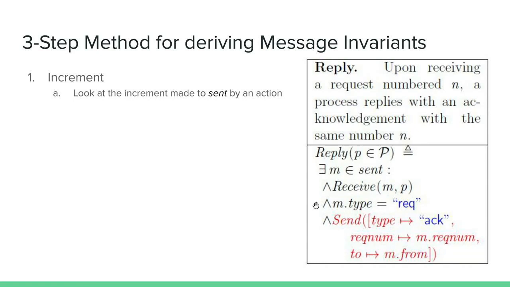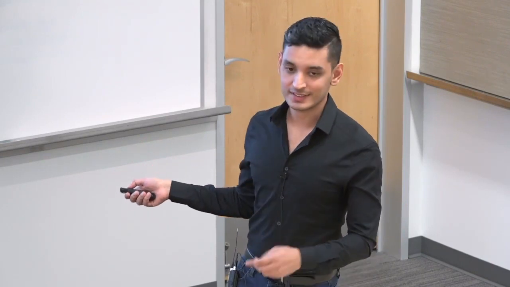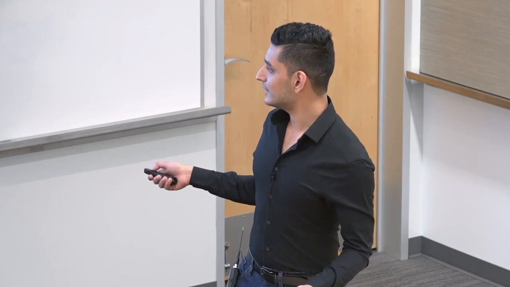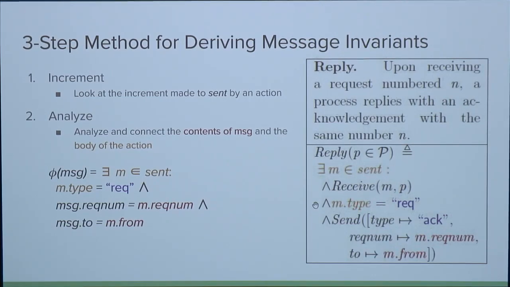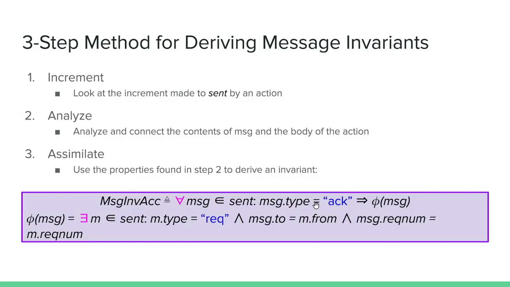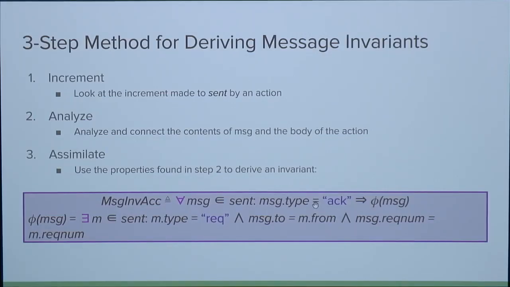Just to give a brief intro to how I derive it, it's very easy. Basically, for each action, you look at what message it is sending. Then you map the values in the new message to wherever they are coming from in the action. Just make a link, like in your mind. And finally, just assimilate it, and the assimilation is basically going to create the invariant. I'm going to explain it better now.